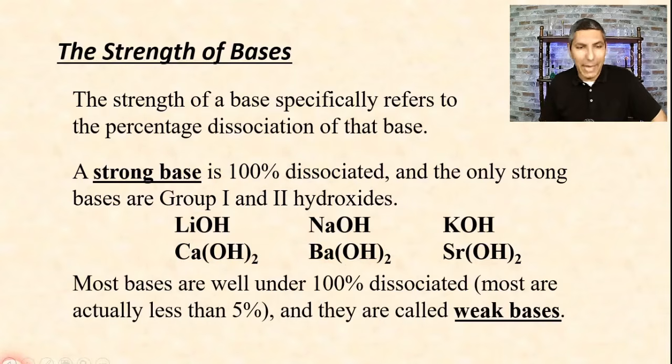Now, every other base out there is well under 100% dissociated. In fact, most of them are under 5%. And those are called weak bases. And it's for the same reason. If it's 100%, it is strongly dissociated. It's going to conduct electricity very strongly. On the other hand, weak bases don't dissociate nearly as much. And so if you try to pass a current of electricity through a weak base solution, it's only going to conduct electricity kind of weakly. So we call it kind of a weak electrolyte.